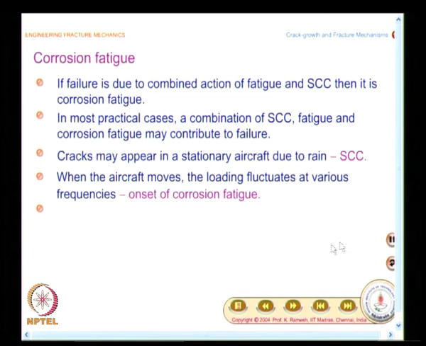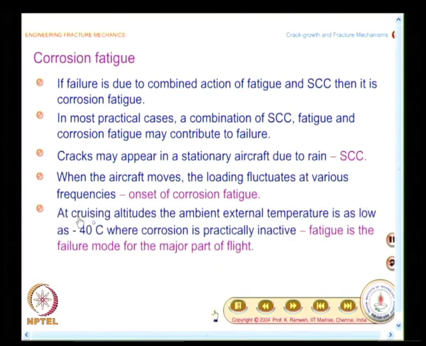And what happens? Then the aircraft flies into the air, and at cruising altitudes the ambient external temperature is as low as minus 40 degrees centigrade, where corrosion is practically inactive. Fatigue is the failure mode for the major part of the flight. It is a very nice example. You find that because of rain, stress corrosion cracking takes place, then because of taxiing on the tarmac there are load fluctuations induced on the aircraft. So, you find onset of corrosion fatigue, which is continued in flight as fatigue crack growth.